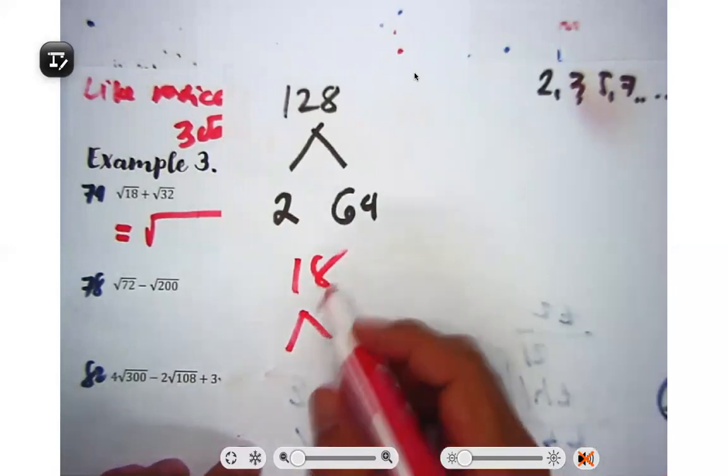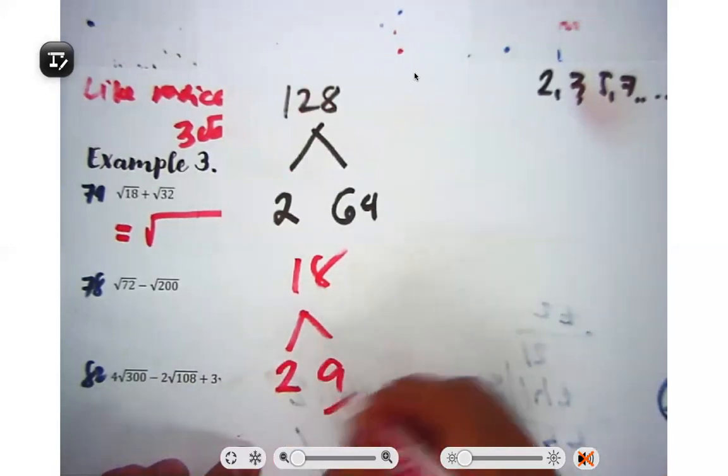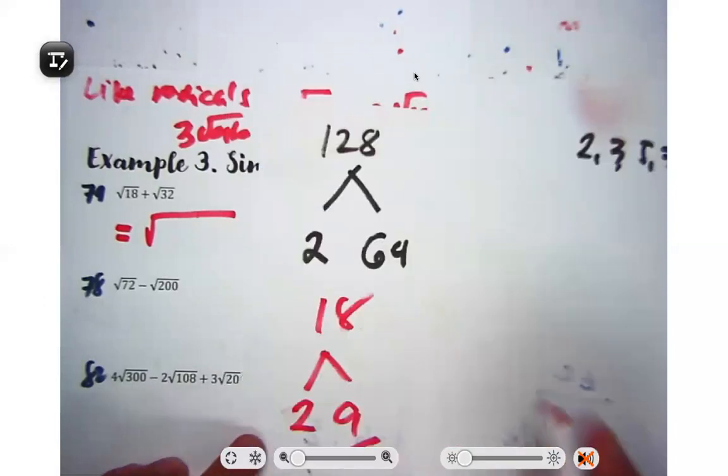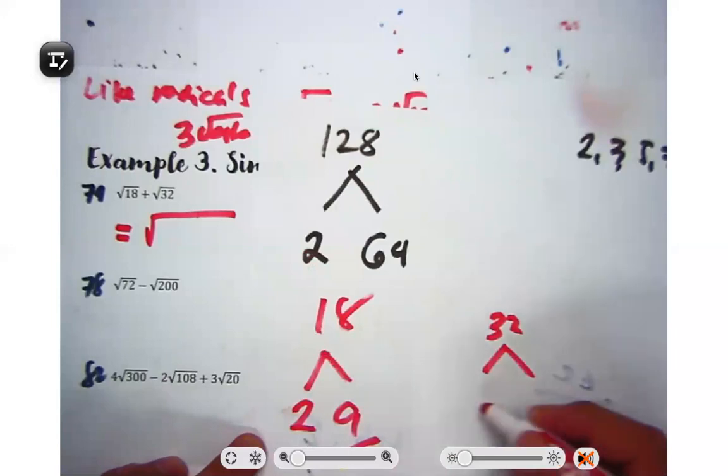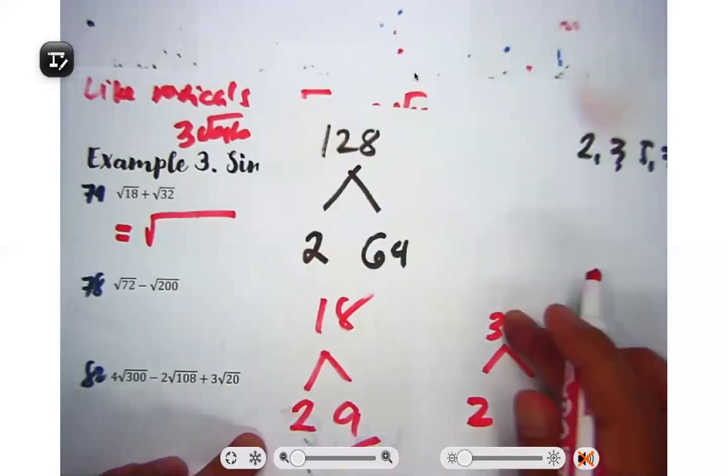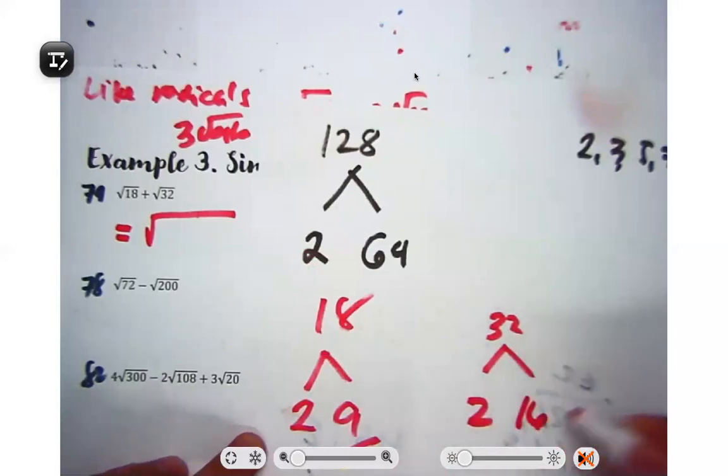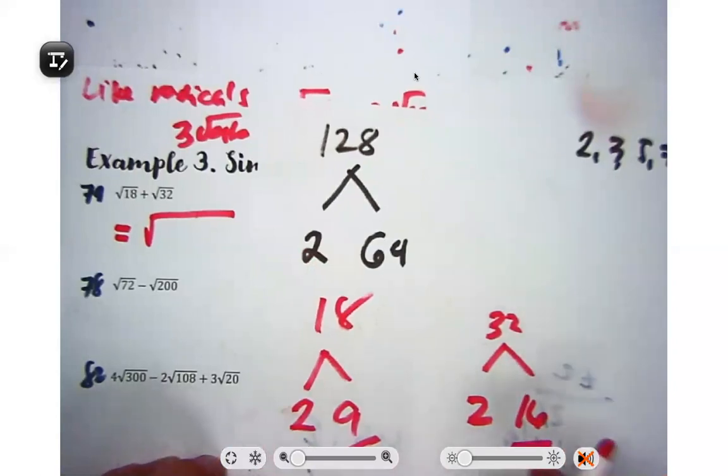We can divide 18 by 2. 18 divided by 2 is 9. 9 is a perfect square. How about 32? Can you divide 32 by 2? 32 divided by 2 is 16. Is 16 a perfect square? Yes, this is the biggest perfect square factor.